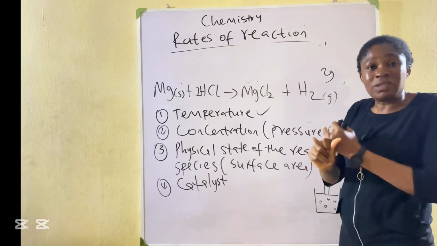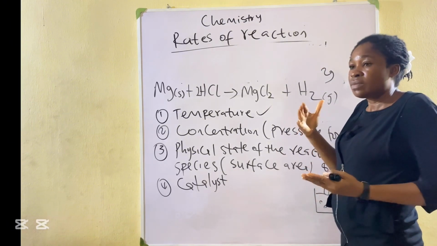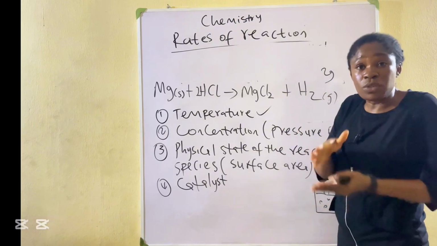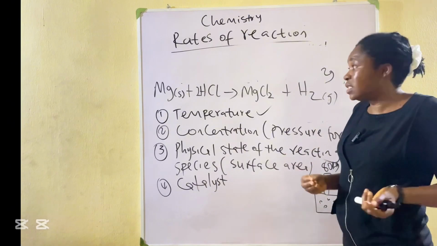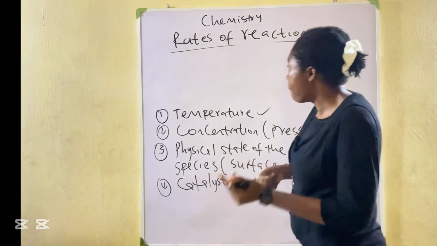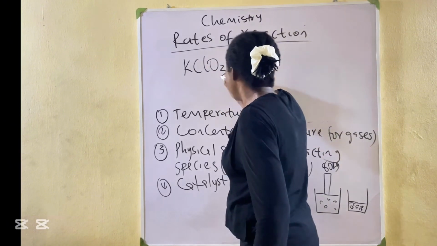A catalyst is specific in action. A catalyst does not change the equilibrium position of a reversible reaction. So these are the characteristics of a catalyst. So let's look at this reaction, the decomposition of potassium trioxochlorate(V).